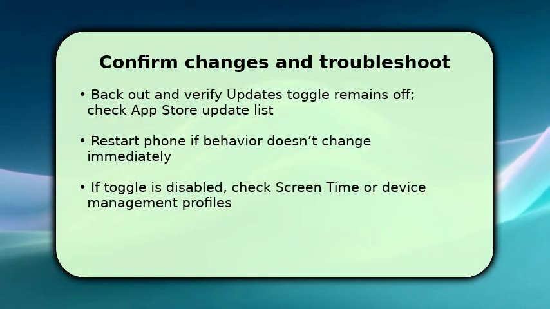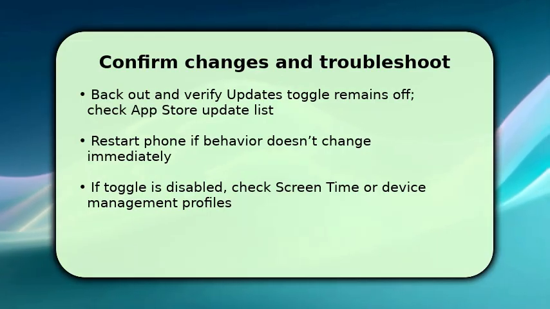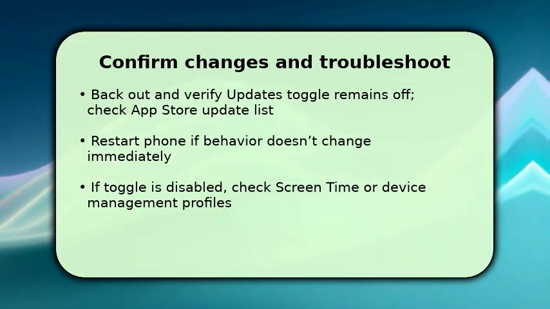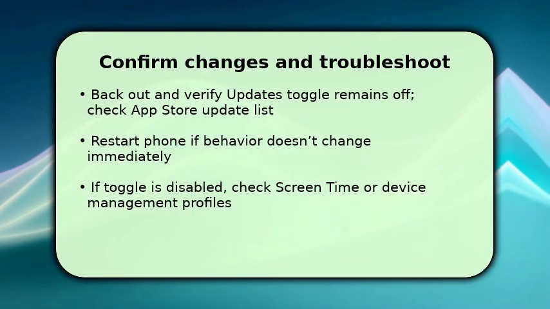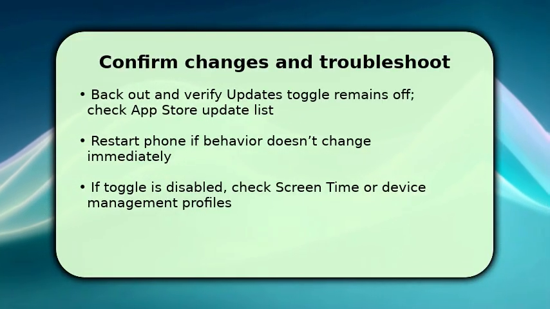After toggling updates off, go back out and open the App Store to confirm apps won't auto-update. The update list will remain until you manually install them. If updates still appear, restart your iPhone to apply the setting.